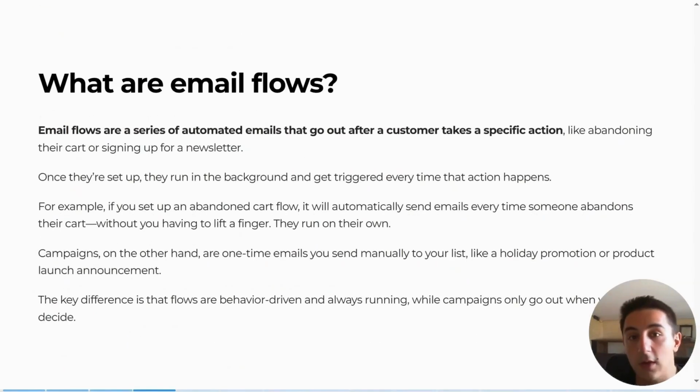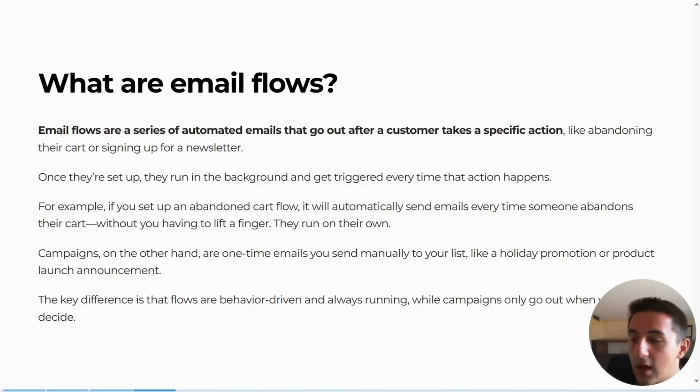Okay, so what are email flows? Email flows are a series of automated emails that go out after a customer takes a specific action like abandoning their cart or signing up for a newsletter. Once they're set up, they run in the background and get triggered every time that action happens. For example, if you set up an abandoned cart flow, it will automatically send emails every time someone abandons their cart without you having to lift a finger. So they run on their own.